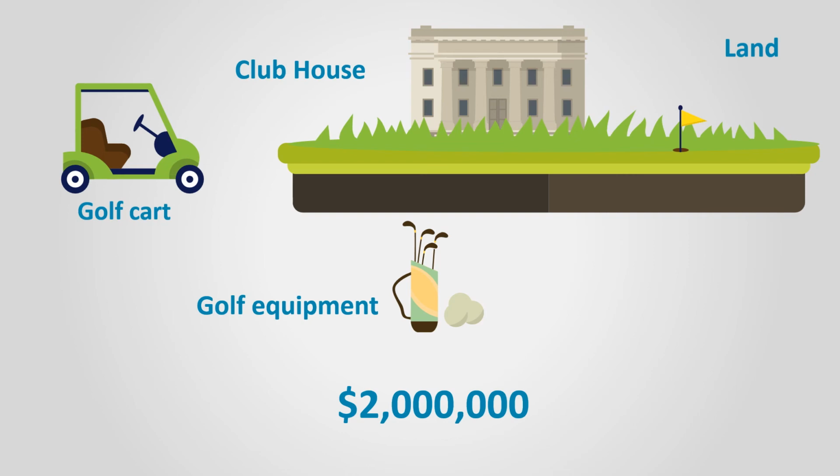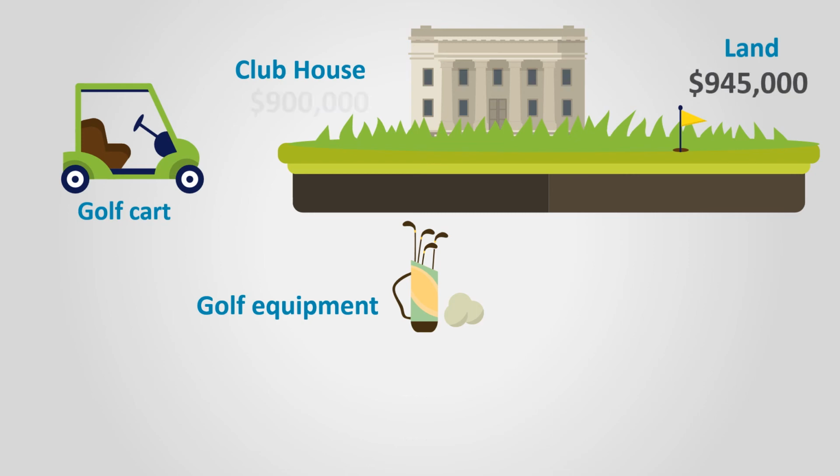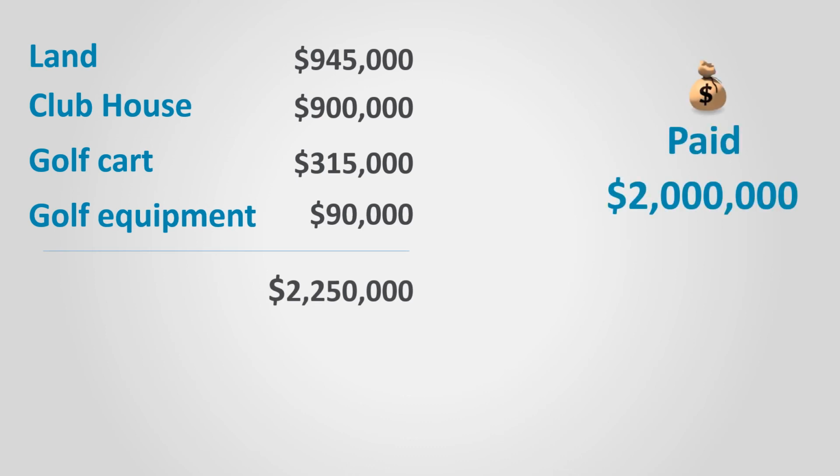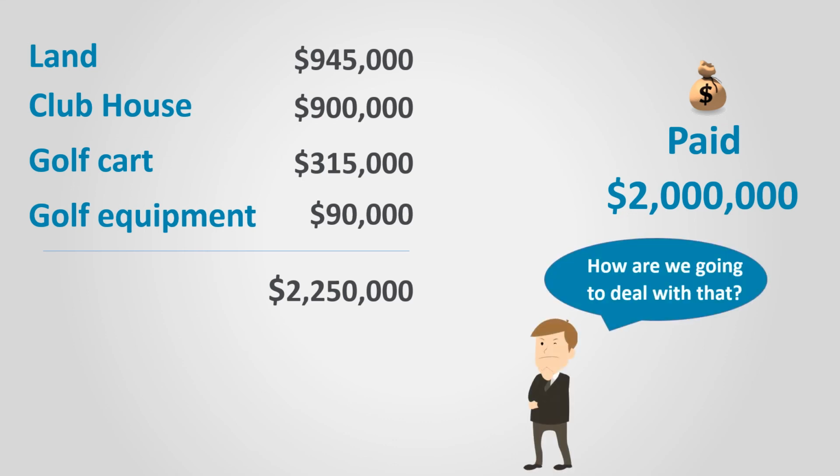The company hired an appraiser who appraised the assets as follows: land for $945,000, the clubhouse for $900,000, golf carts for $315,000, and golf equipment for $90,000. The total appraised cost is $2,250,000, but the company paid only $2 million because it bought all the assets as a lump sum purchase. How are we going to deal with that difference?